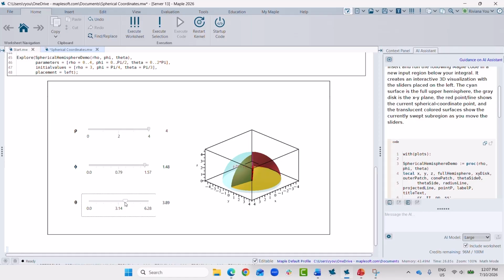The visualization didn't solve the integral for me, but it made the whole concept make sense.